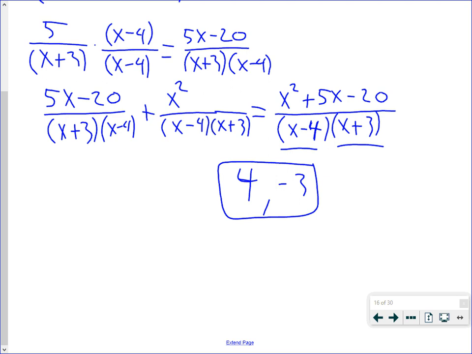And if we try simplifying x squared plus 5x minus 20, we can see that it's not going to simplify since there's no factors of negative 20 that add up to give you a positive 5. So this right here is our simplified expression as well. Okay? So let's keep on going.